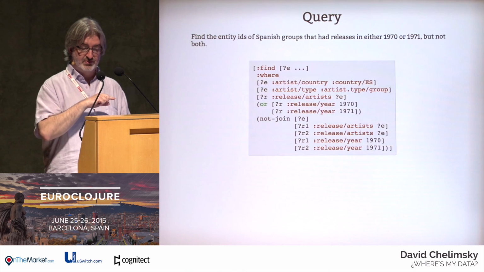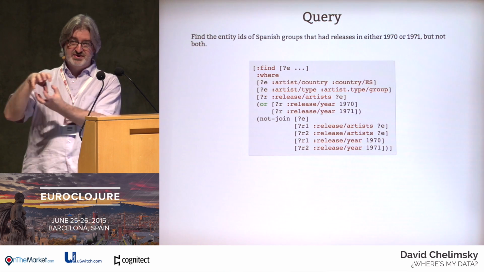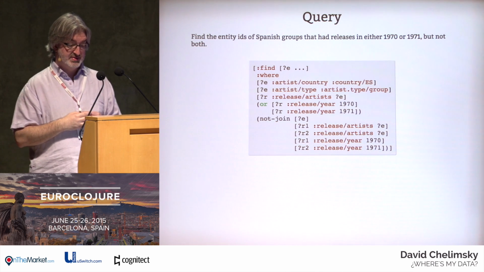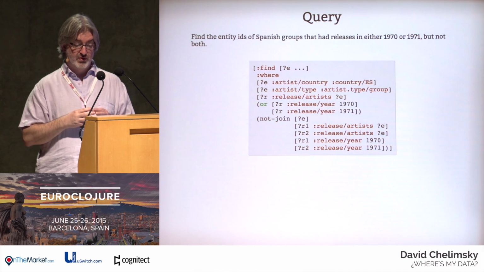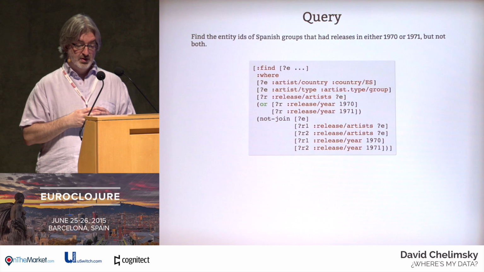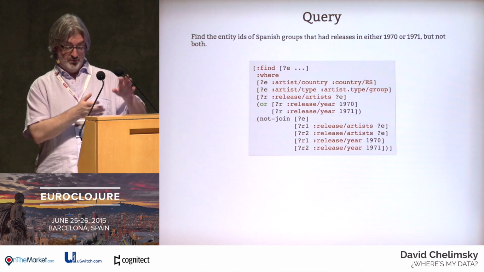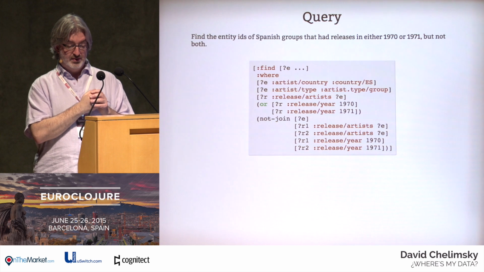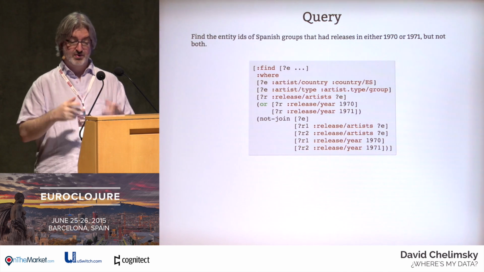And similar to the OR join, we've also got not join, which lets us have effectively a subquery that says we want to exclude all of the values for, let's see, we're joining on E, right? The values for E where we didn't have releases in both 1970 and 1971, but we had one or the other.